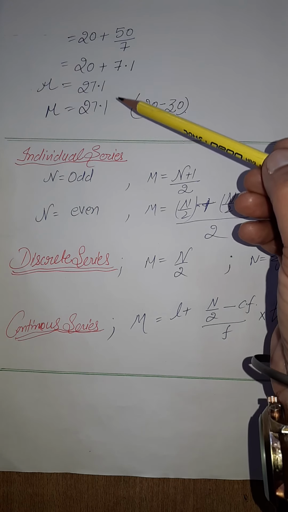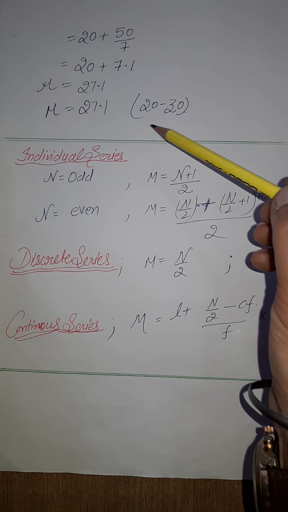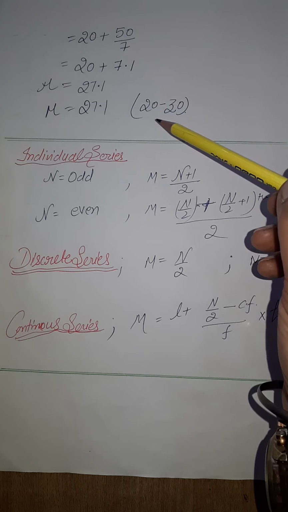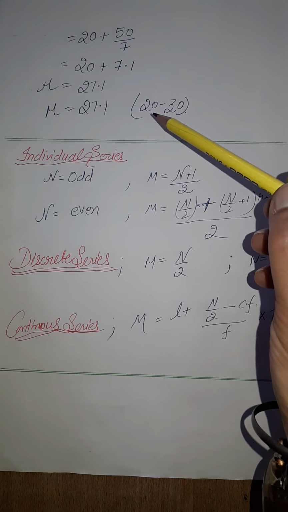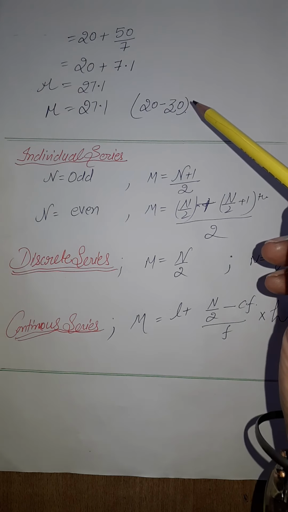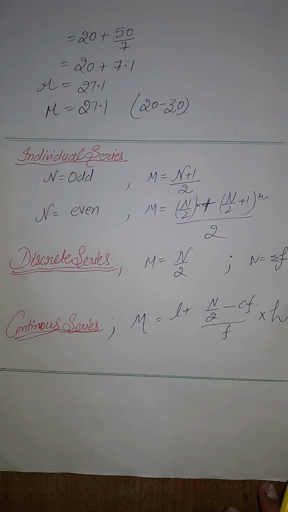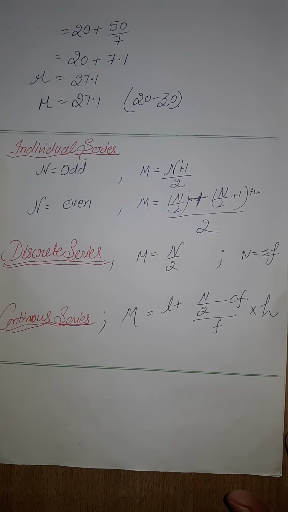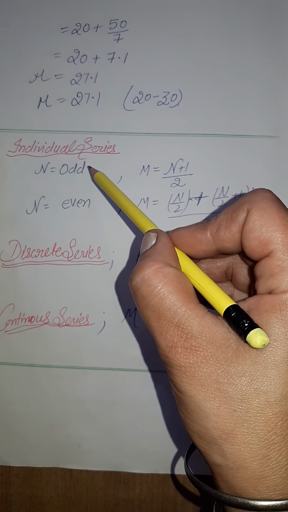Now, for verifying our question, you can see that your answer lies between this class interval. You get your answer between these limits, 20 and 30, means you are right. Now, I repeat my concept. When we study median in individual series, you have two cases. If you get an odd, n is here the number of terms.